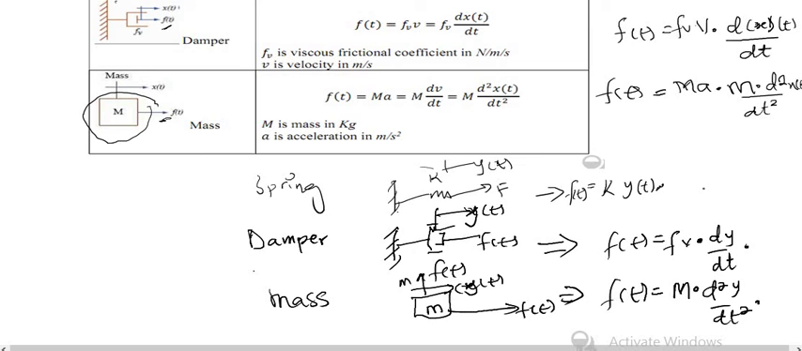So these are the properties of the elements in mechanical modeling, and this is how it works.